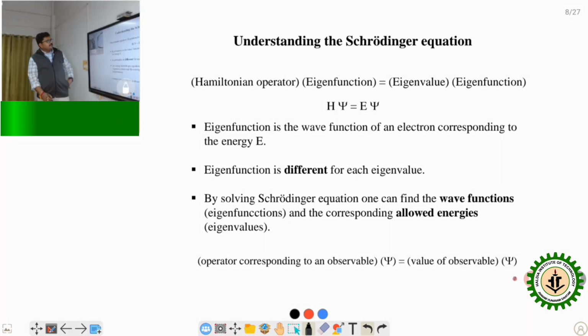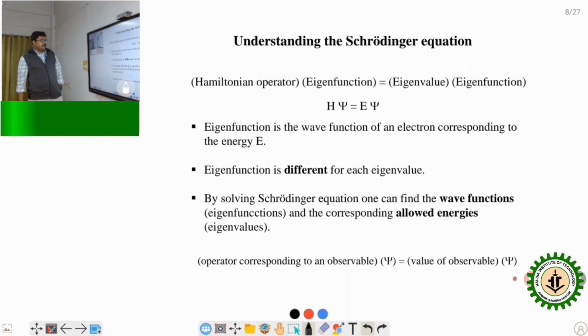So here I have written this: the Hamiltonian operator operates on an eigenfunction and gives us the eigenvalue and the same eigenfunction back. That means for a particular wave function you can have a particular energy. That means energy is not a continuous quantity, it's a discrete quantity. And by solving the Schrodinger equation you can have different allowed energy values. Okay. So here you need to understand one thing.